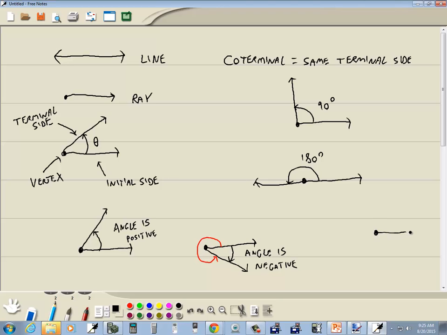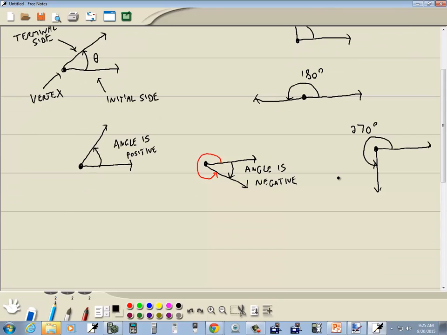If I have my initial side here and I'm going to go this far, by the way, I'm adding 90 degrees, so this would be 90 plus another 90 is 180 plus another 90 is going to give us 270 degrees. And if I go all the way around, so here's my initial side, and I go all the way around, and my terminal side falls on my initial side, this would be 360 degrees. So we've done one complete revolution around.